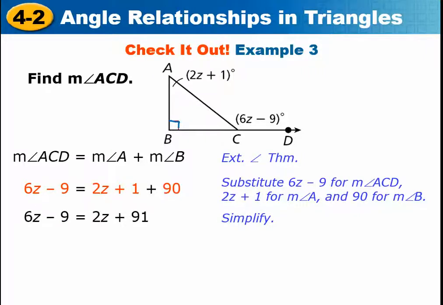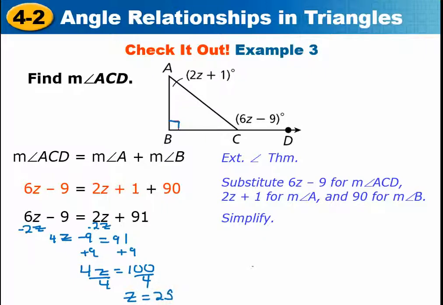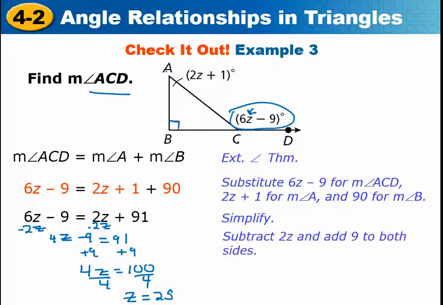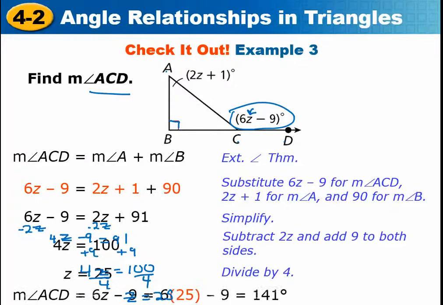And then we simplify, add the like terms, get our variables together on the same side, so subtract 2z, and we get 4z minus 9 equals 91. Add 9, and we get 4z equals 100. Divide by 4, and you get z equals 25. And then your last step is, once you know what z is, we have to find the measure of angle ACD. ACD, that's this one. So we replace z here with 25, so we'll go 6 times 25 minus 9. And 6 times 25 minus 9 is equal to 141.